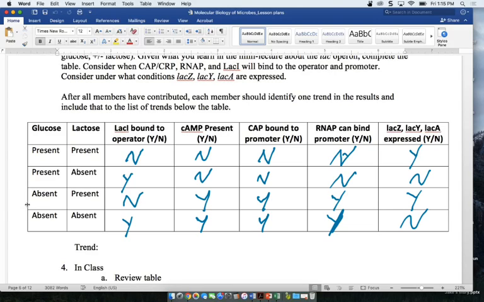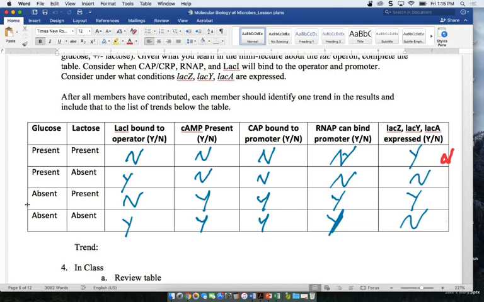Okay, so CAP has to be bound to the promoter. So are you saying that this is a, I'm going to put this in a different color. You're thinking no, no, yes, no? Okay. Anybody disagree with that? No, we're all good? Based on how we have this written out right now, that's the issue. That is the issue. We'll come back and talk about this.